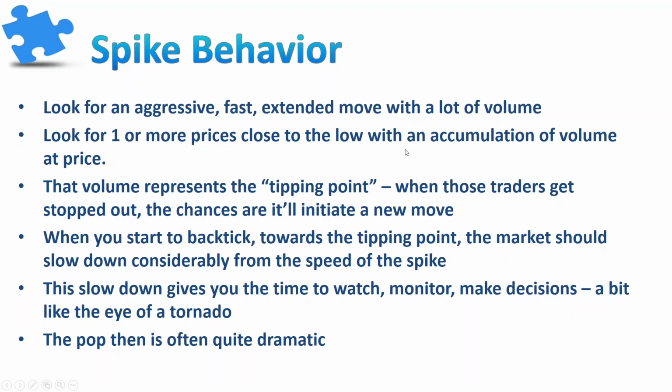So first, we have an aggressive, fast, extended move with lots of volume. Now, these are all relative terms, and they relate to the behavior prior to the moves on that day. So this could be a 200 tick move, or it could be a 30 tick move, just depending on overall volatility for that day. So don't say, well, how many ticks should I look for in a spike? Because if it's a slow day, it'll be less ticks, and on a fast day, it'll be more.